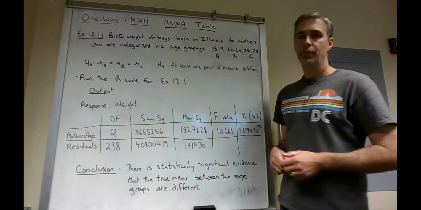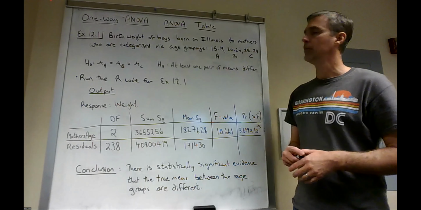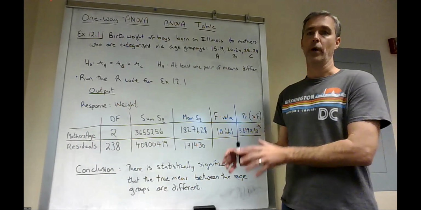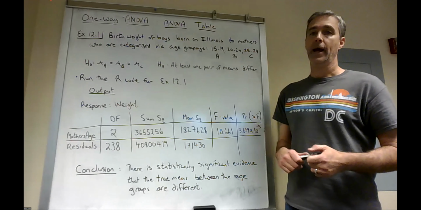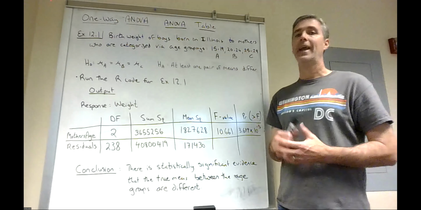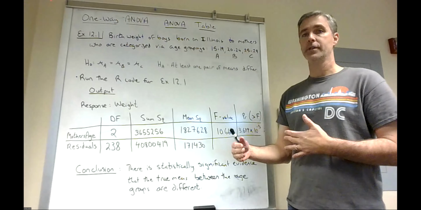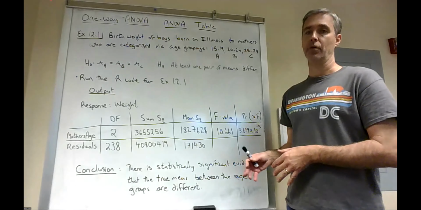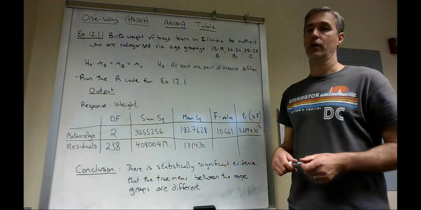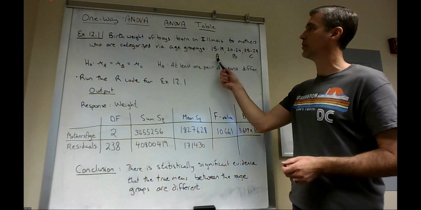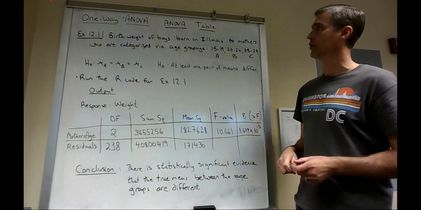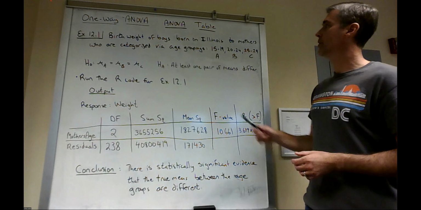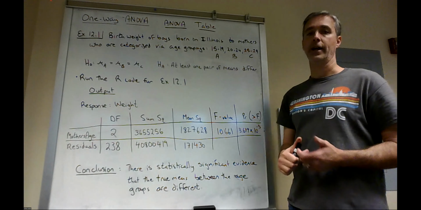All right, so example 12.1 in the book, we've got a bunch of different male or boy baby birth weights, all right? And in this example, we're going to categorize the mothers of these baby boys by how old they were when they gave birth. And we're going to have three categories. We're going to have one group of mothers who were ages 15 to 19 years old at the time of the baby boy's birth. Second group, 20 to 24-year-old mothers, and the third group, 25 to 29-year-old mothers.